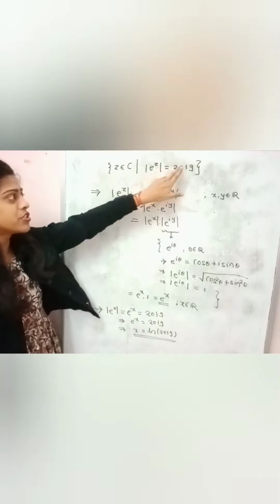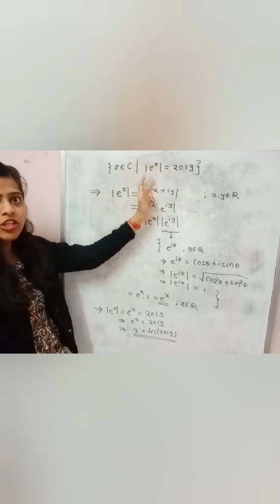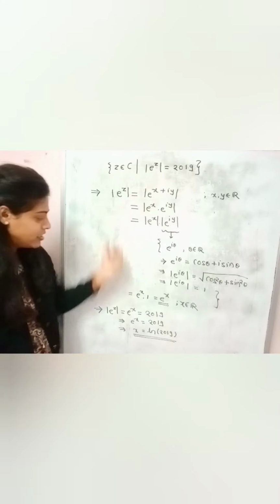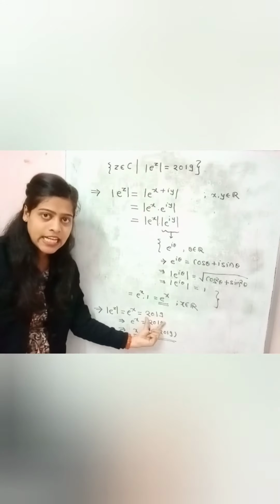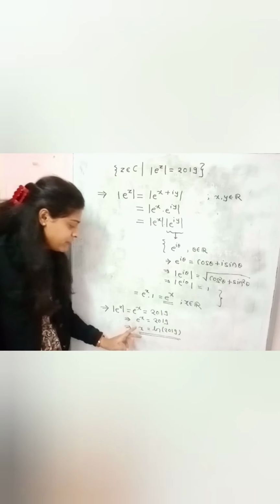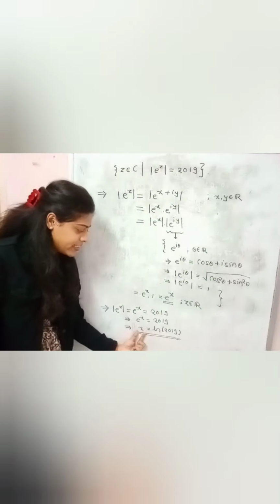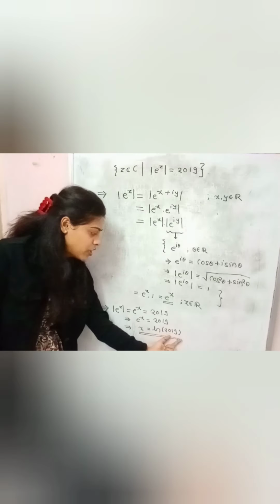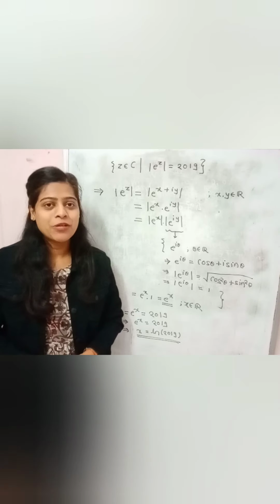But in the given question, the modulus of e raised to z is equal to 2019. Therefore e raised to x is equal to 2019. And when we try to find the value of x, we shift the exponential part to the right side, that is, x is equal to ln 2019. So option number 1 is true.